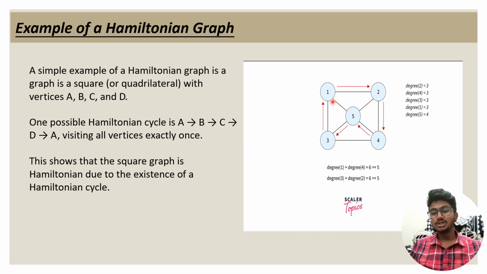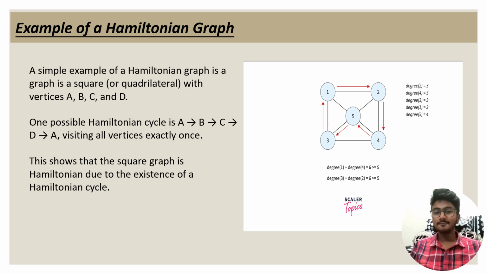Here the path starts from degree 1. Let me say degree 1 to degree 2, degree 2 to degree 4, degree 4 to degree 5, degree 5 to degree 3, and degree 3 to degree 1. So here it meets all the vertices, but some of the edges are left. But as I have said before, it only focuses on the vertices rather than edges. So it can be considered as a Hamiltonian graph.